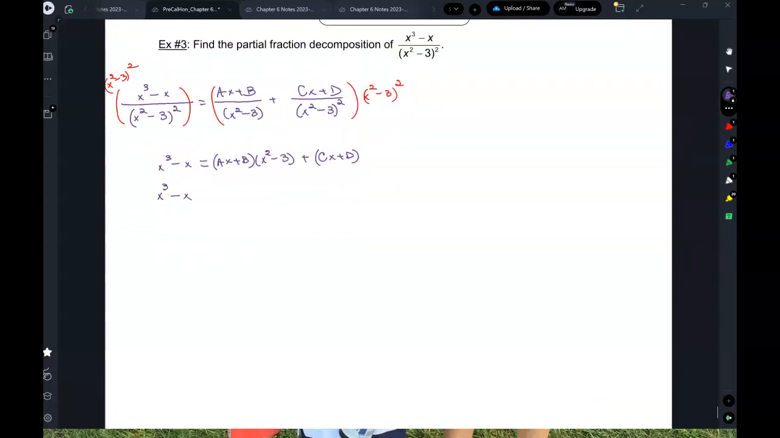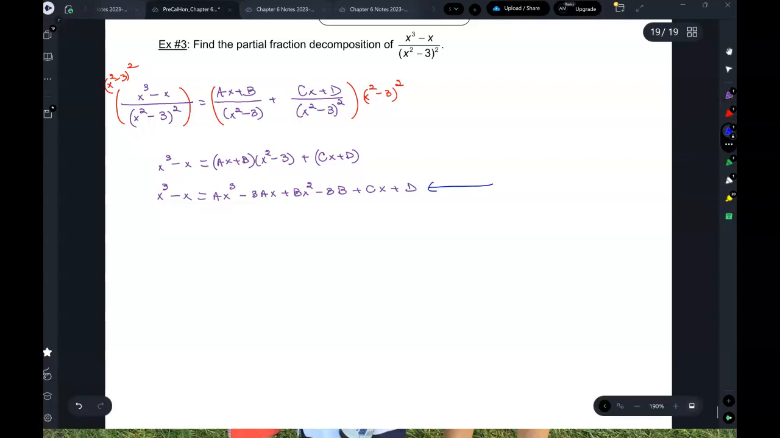We're going to FOIL this side. Okay? So I'm going to get, bear with me here, ax cubed minus 3ax plus bx squared minus 3b plus cx plus d. Now we're going to do something. We're going to group by powers of x. So all the x cubes together, all the x squares together. So just rearrange this, okay?